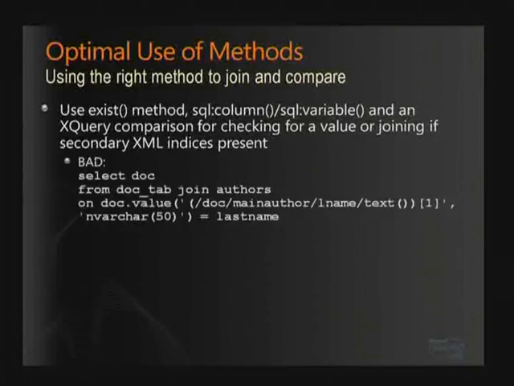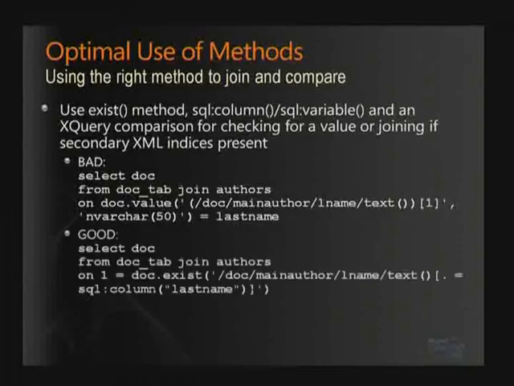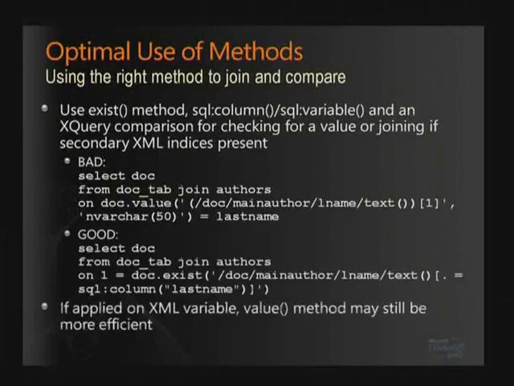So if you have a secondary XML index present, then this is the bad way of writing it. You should not do the comparison using the value method. You should actually move the SQL column inside. Also, if you apply this on an XML variable or parameter, then the value method is still going to be more performant because there are no indices available on variables or parameters.